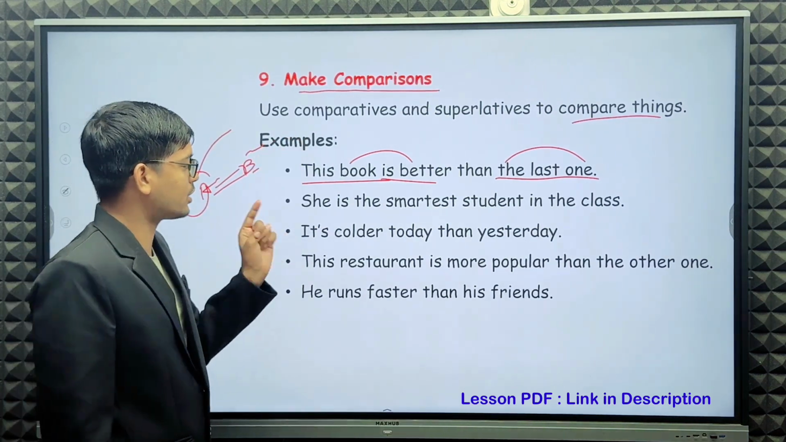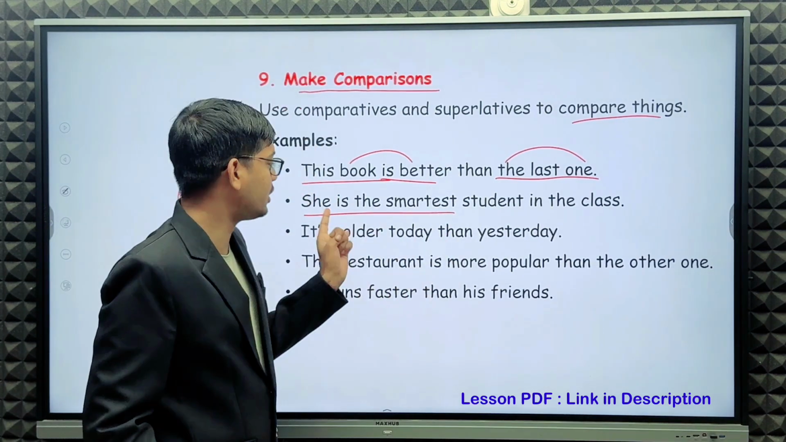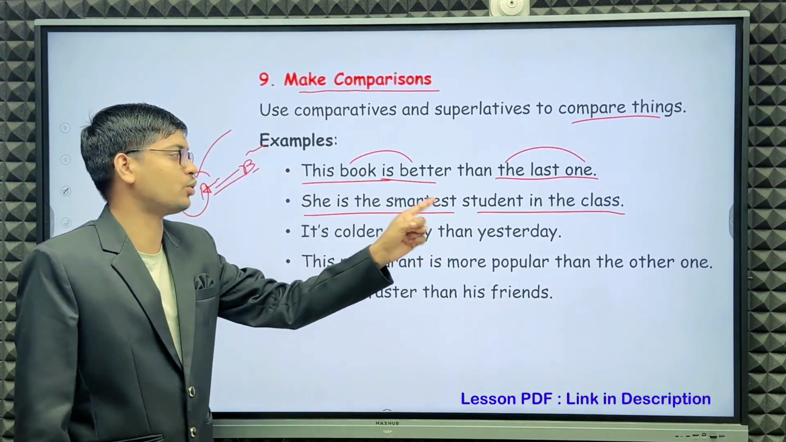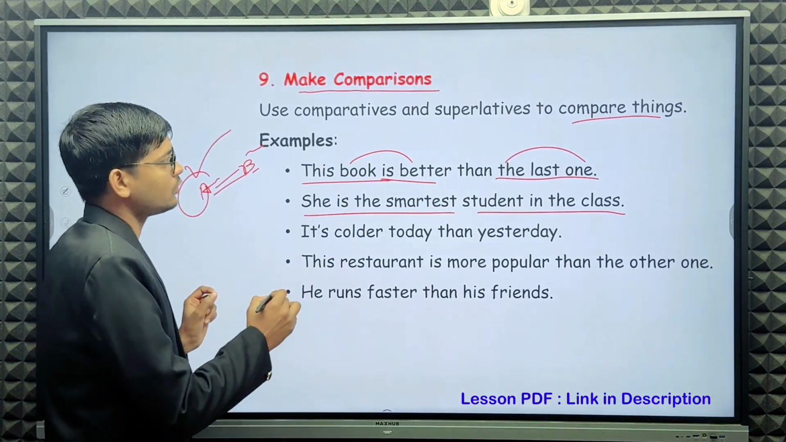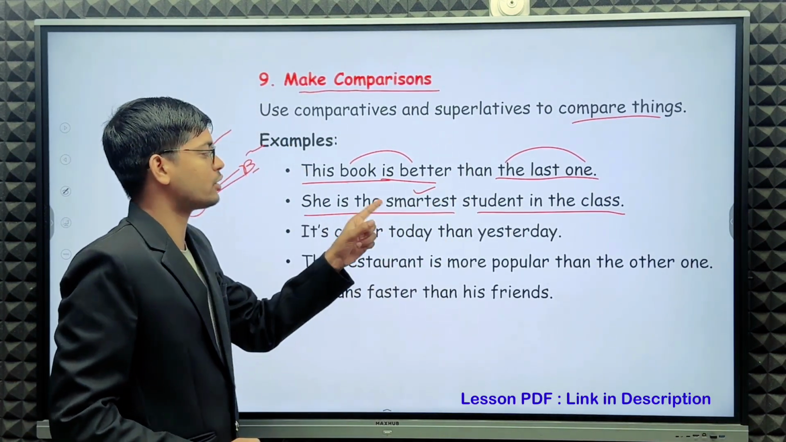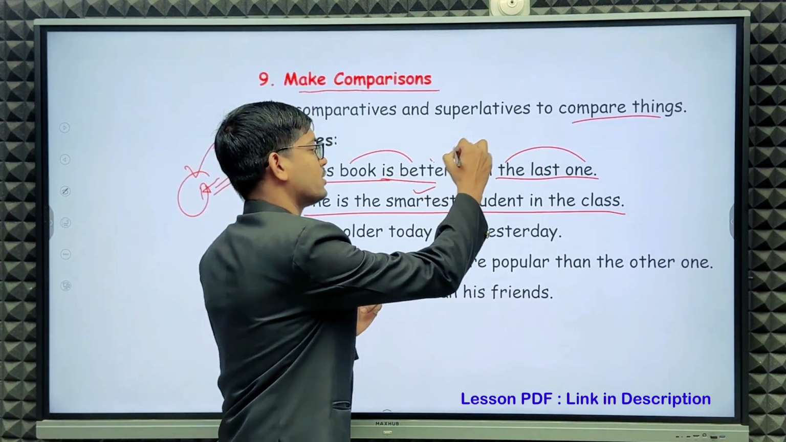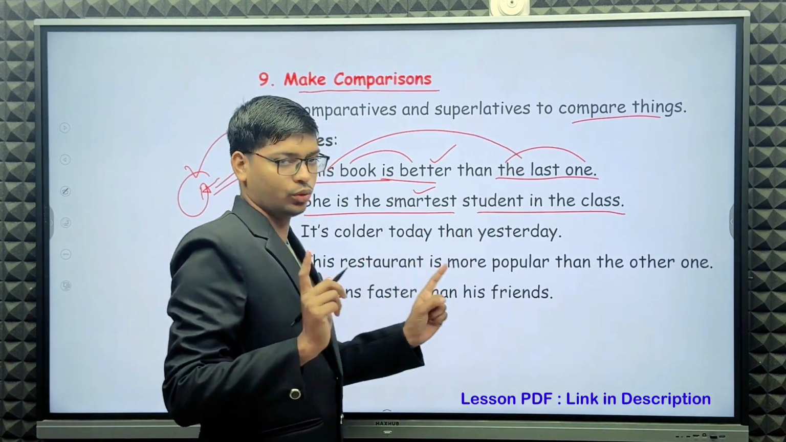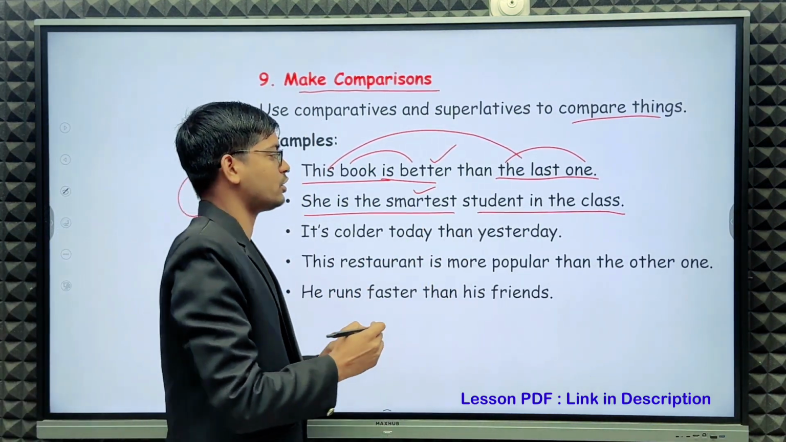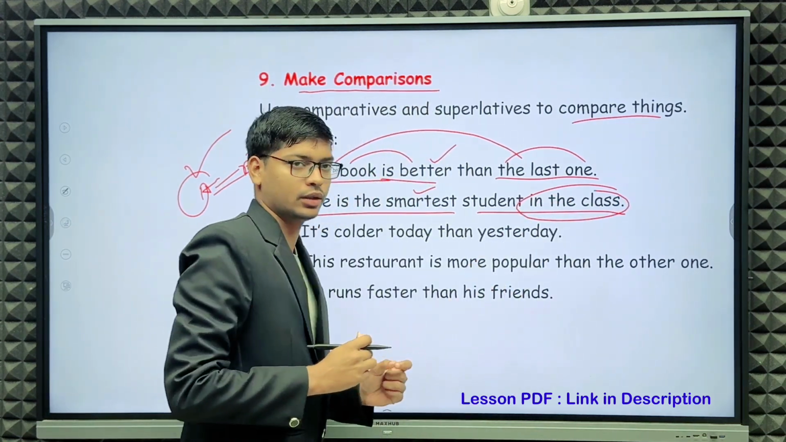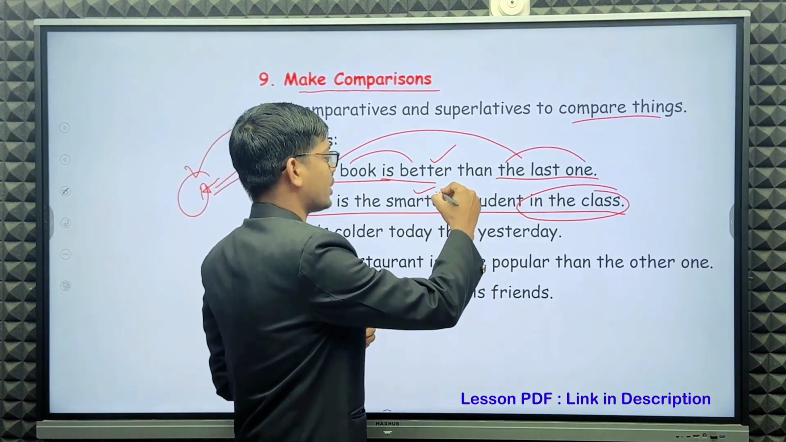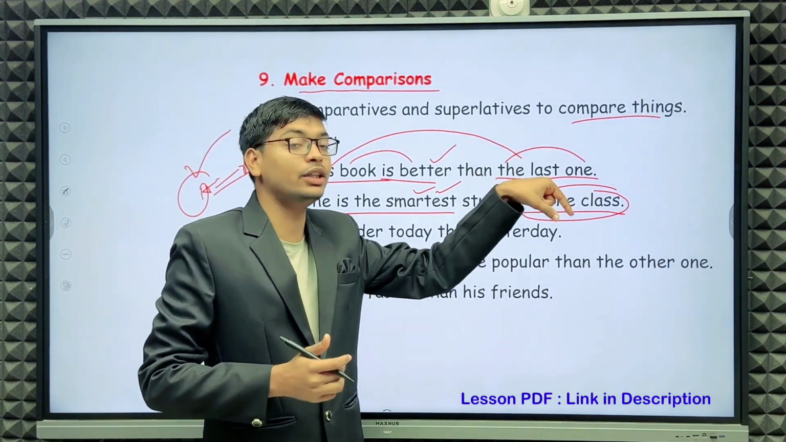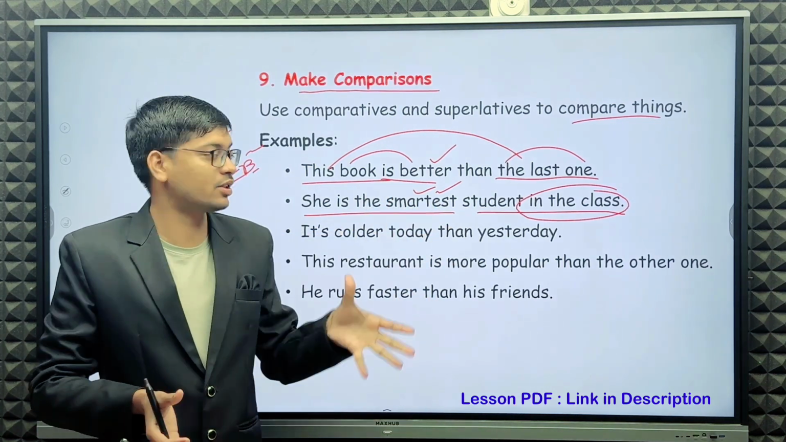Next, she is the smartest student in the class. Smartest is a superlative degree and better is a comparative degree. Comparison is between two things, but smartest is about the whole group: from the whole group, one person is selected. We talk about only one person. In the whole class, she is the smartest.